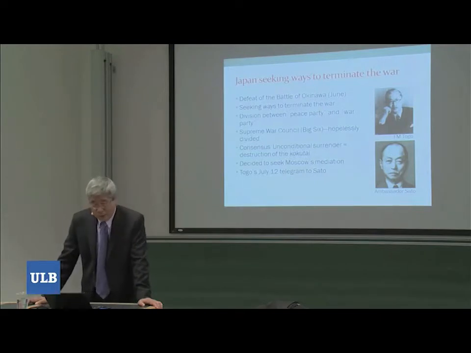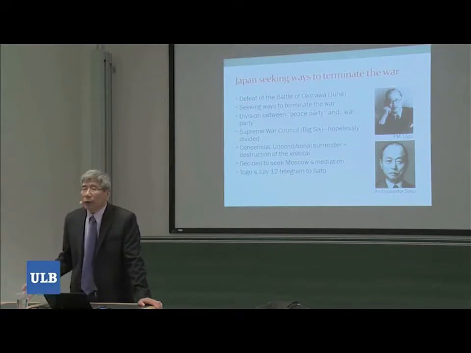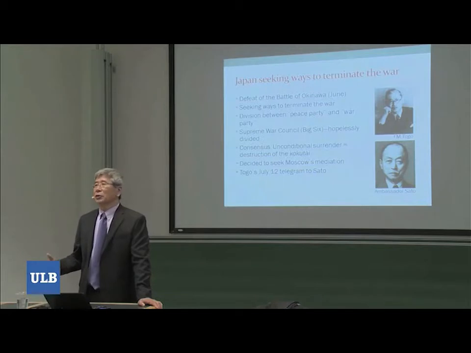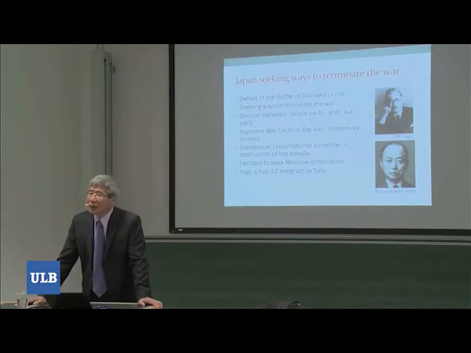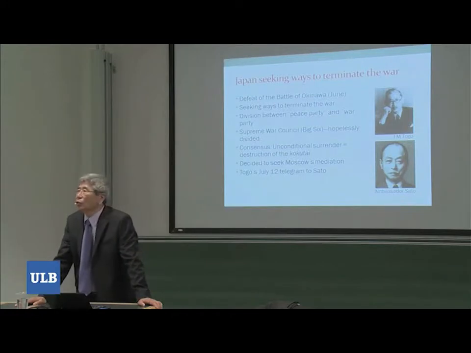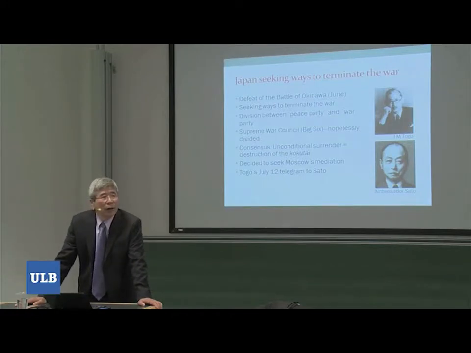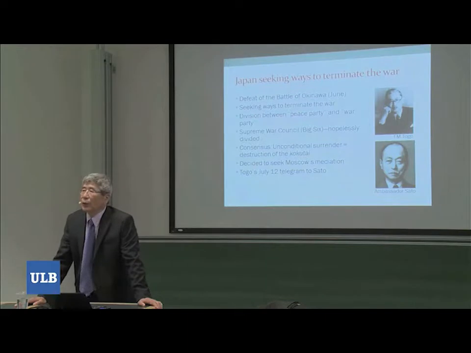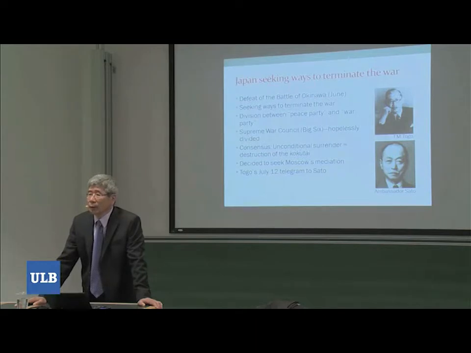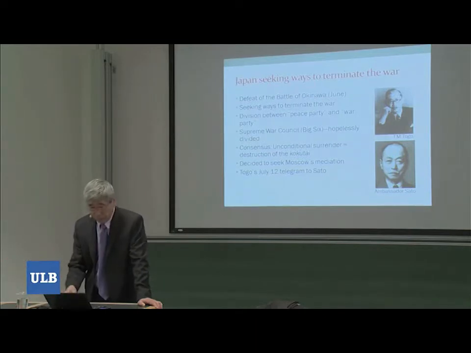And then Foreign Minister Togo added, the emperor said, we're interested in eternal peace of the world, to terminate the war. But if the United States or the Western powers insist on unconditional surrender, then we have no choice but to fight to the last man, right? Because we have to preserve kokutai. Now, this is the background.